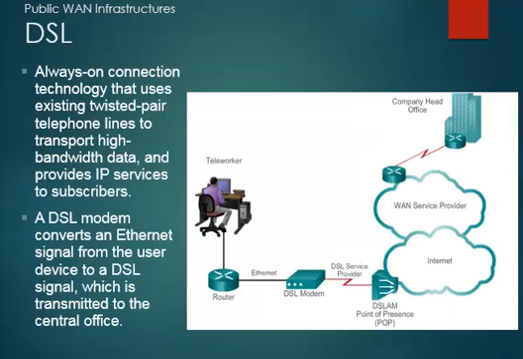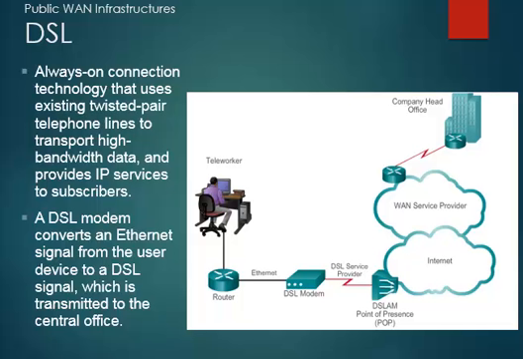Now we're going to discuss public WAN interfaces. We're starting with DSL. DSL technology is an always-on connection technology that uses existing twisted pair telephone lines to transport high bandwidth data and provides IP services to subscribers.